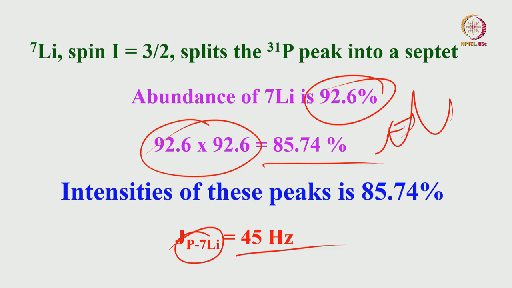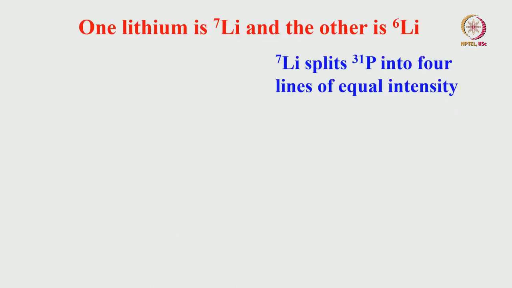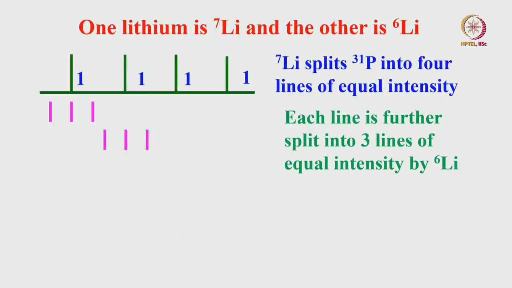You understood? The phosphorus is now coupled to both the lithiums. Both lithiums could be lithium 7, one could be lithium 7 and the other lithium 6, or both could be lithium 6 also. Both lithium 6 is, you know, abundance is very small. We will see that one now. In the case where one is lithium 7 and the other is lithium 6, what is the probability you can think of? When one is lithium 7, that splits into a 4 line pattern, equal intensity, that we have been discussing, because spin 3/2.